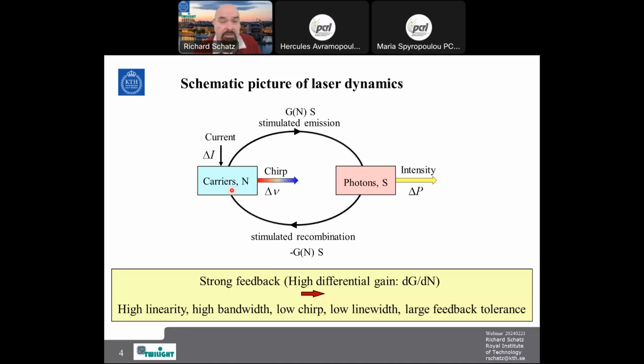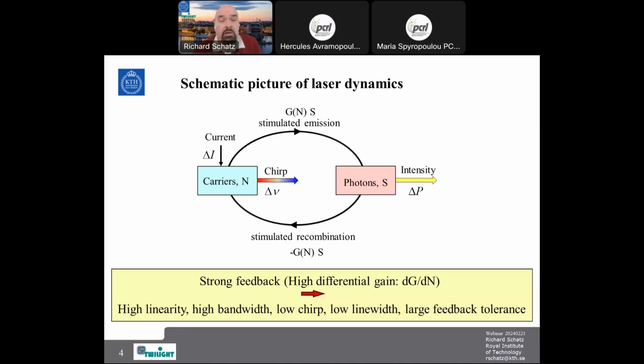But then the number of photons will give increased stimulated recombination, which tries to suppress the carrier density. This means that if you change the current slowly, the carrier density above threshold will hardly change, so you will not change the frequency. But when you start to do it rapidly, this feedback loop stops working well, and then you get chirp. And apart from chirp, you also get distortion. This linear behavior doesn't work as well.